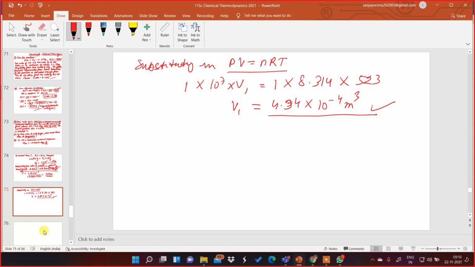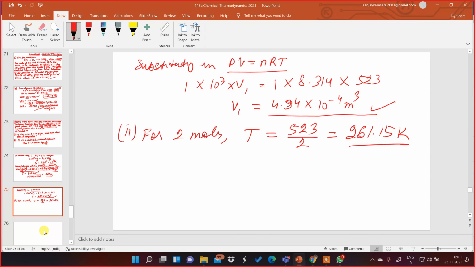Then for the second part, they have asked if there were 2 moles of the gas, what must have been the temperature? For 2 moles, if the number of moles is 2, then simply divide the temperature. 523 divided by 2. The temperature becomes half, 261.5 Kelvin. So this is the temperature for 2 moles. This is the second problem which you have done.